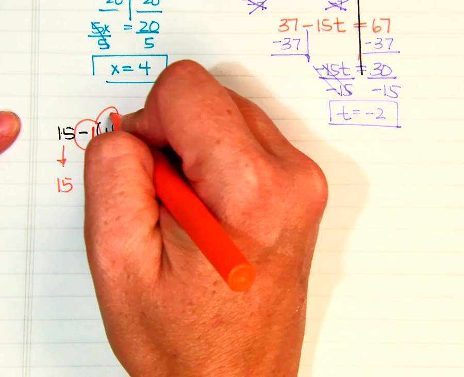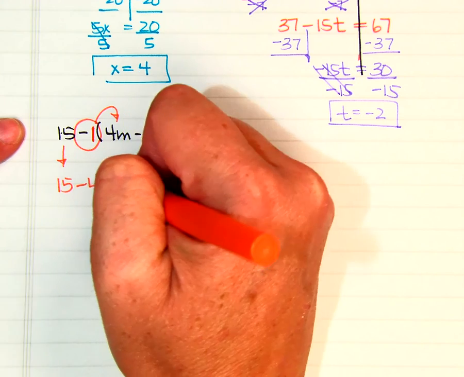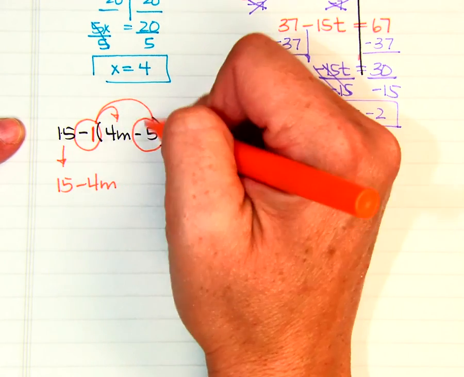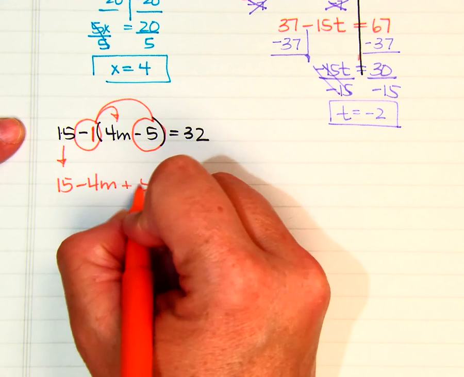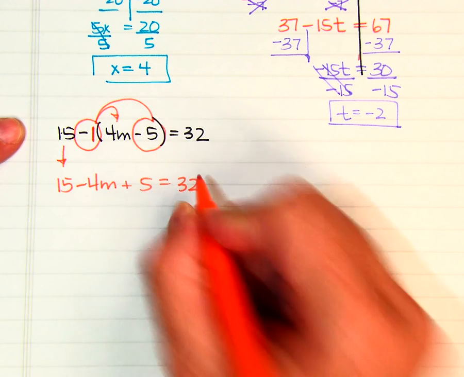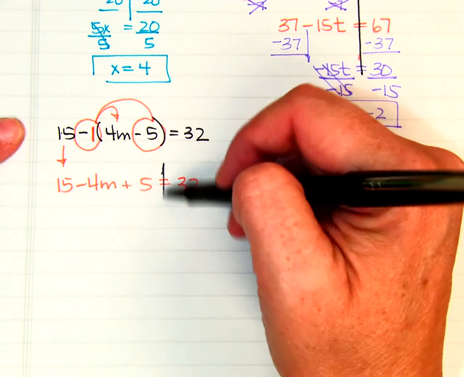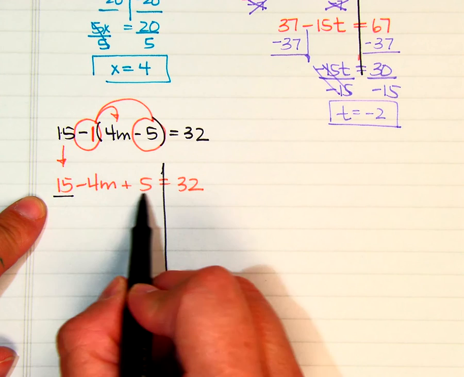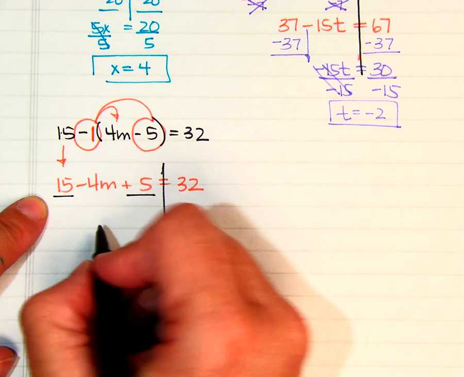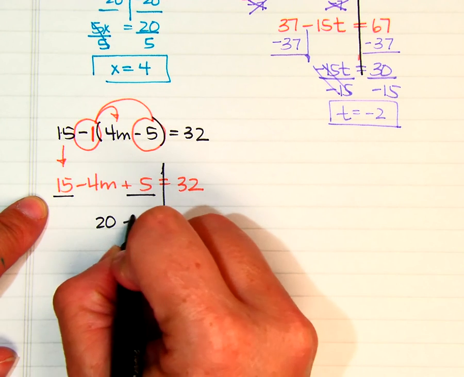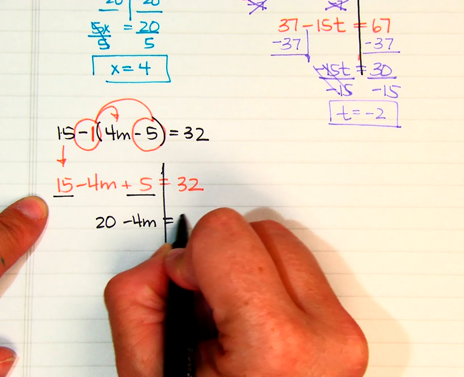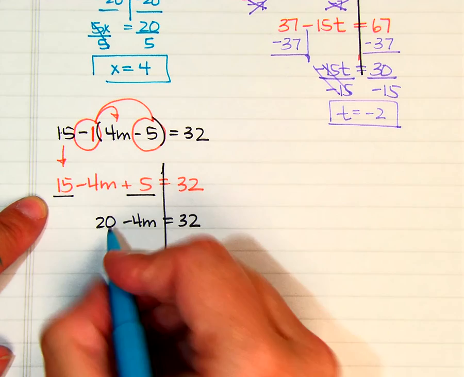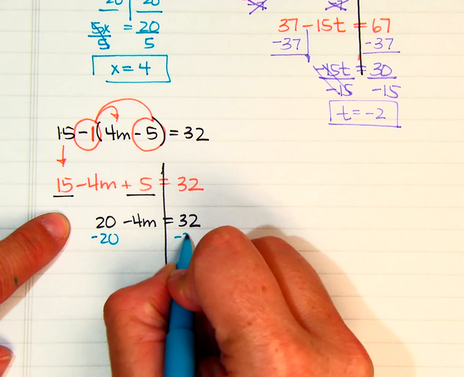This is what I distribute and get -4m. Distribute -1 times a -5 gives me a +5. So I have bad guys on the same side. I'm going to combine my 15 and my 5 bad guys and get 20 bad guys minus my 4m equals 32. Now I'm going to boot all the bad guys by subtracting 20 on both sides.